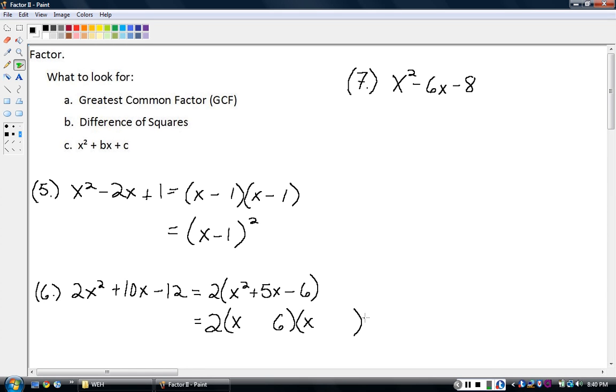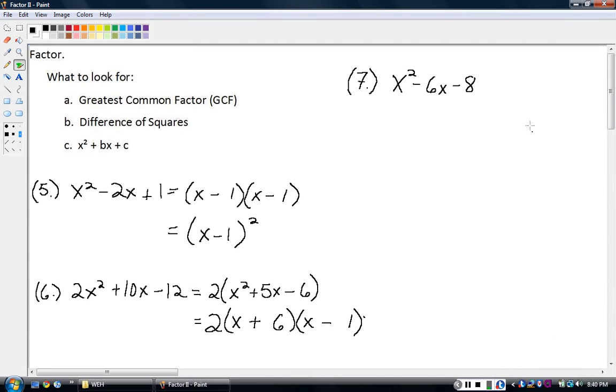I think it's going to have to be 6 and 1 if the 1's negative, right? 6 times negative 1 is negative 6. 6 plus negative 1, positive 5. And that is my final answer. Don't forget to bring that 2 down. Factor out the 2, and then I go a step further.